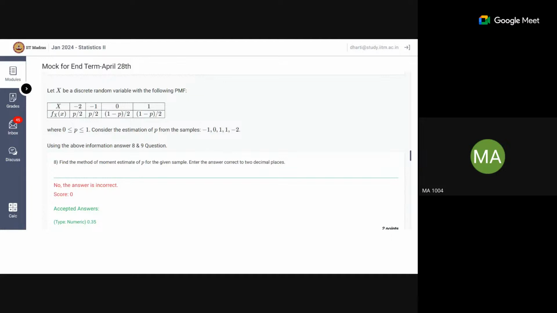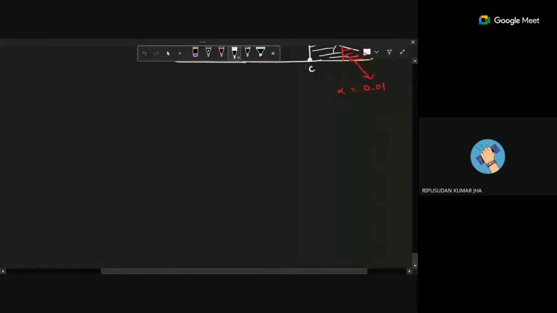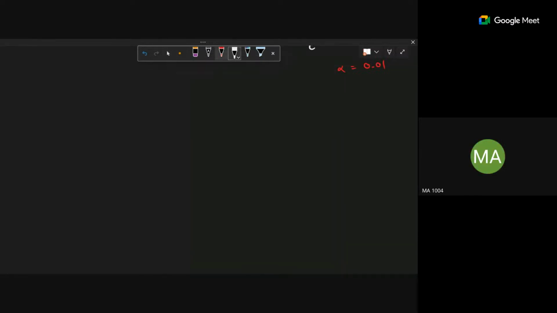Method of moments estimation. How will you go for that? First we will find the value of P by adding up the probabilities equal to 1, and then we find the expectation value and equate it to the moment, 1 upon n into summation of xi's. Yes, exactly.